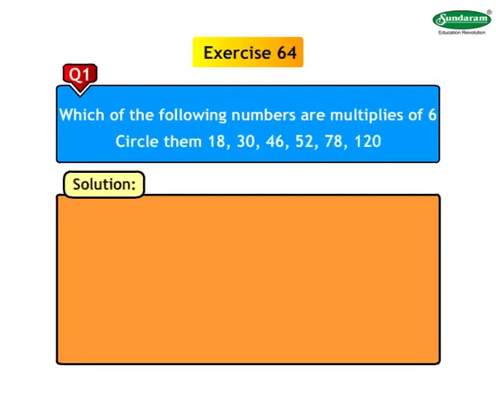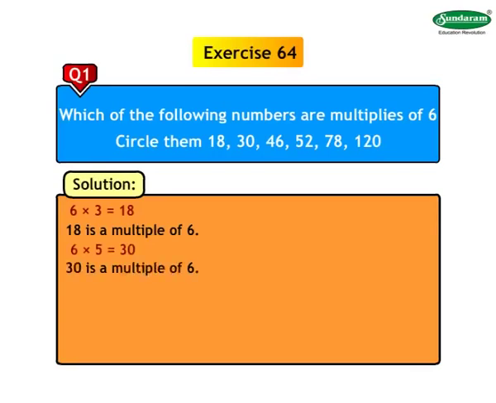Solution. 6 into 3 is equal to 18. Therefore, 18 is a multiple of 6. 6 into 5 is equal to 30. Therefore, 30 is a multiple of 6. 46 does not occur in table of 6. Therefore, 46 is not a multiple of 6. That is, it cannot be divided by 6.